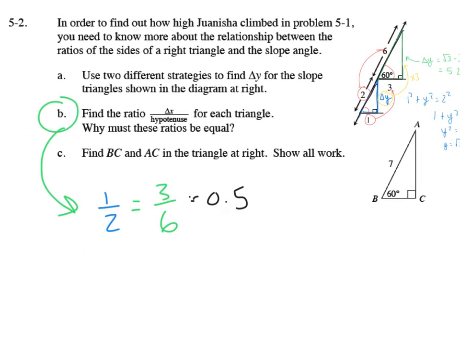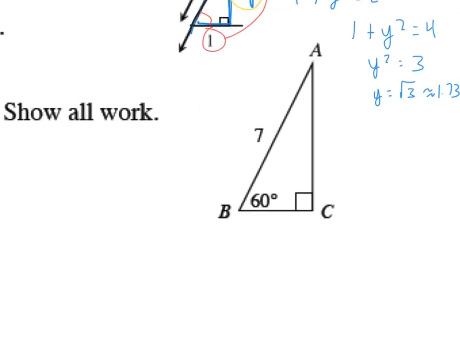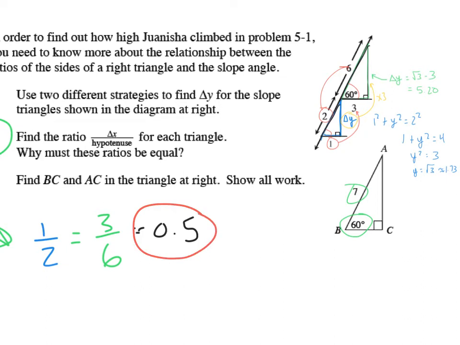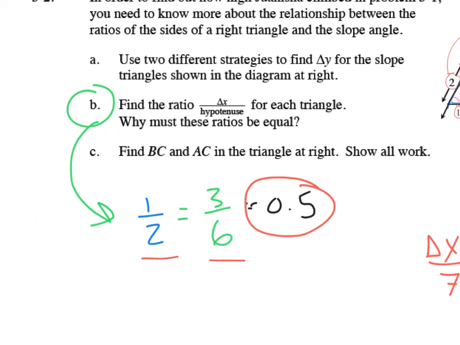So it says here in part C then, find BC and AC in the triangle at the right. So in this picture, all I have is a 60-degree angle and a side length of 7. Well, based off of the work that we just did in parts A and B, we can recognize that we have this scale factor, the relationship of the short side length, the change in x, divided by the hypotenuse, which in this case is 7, and we know that needs to be equal to 0.5, as we saw in these previous two problems.